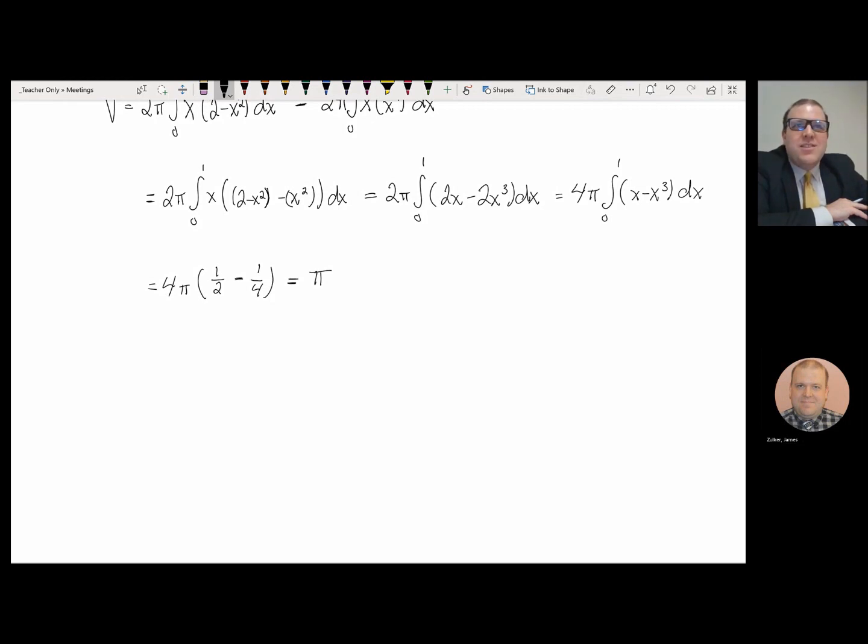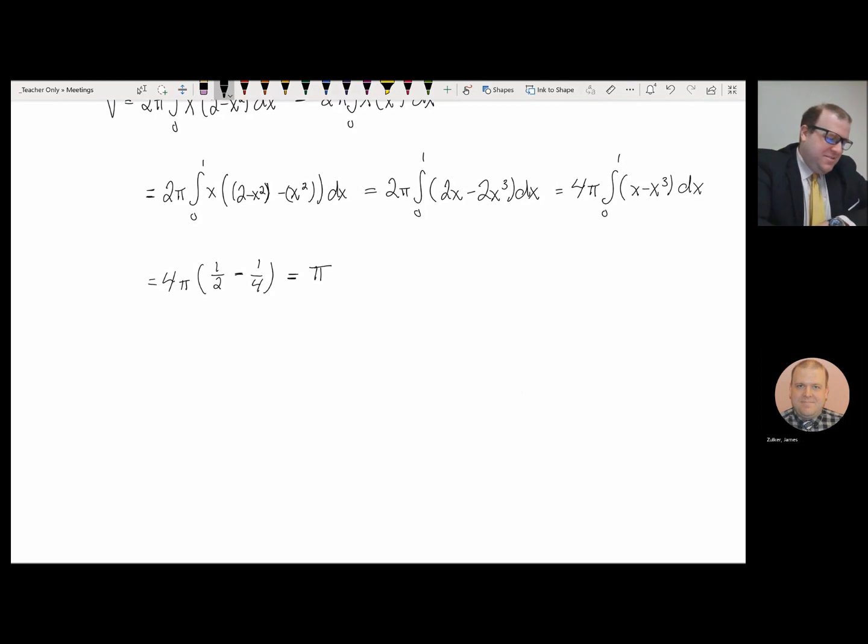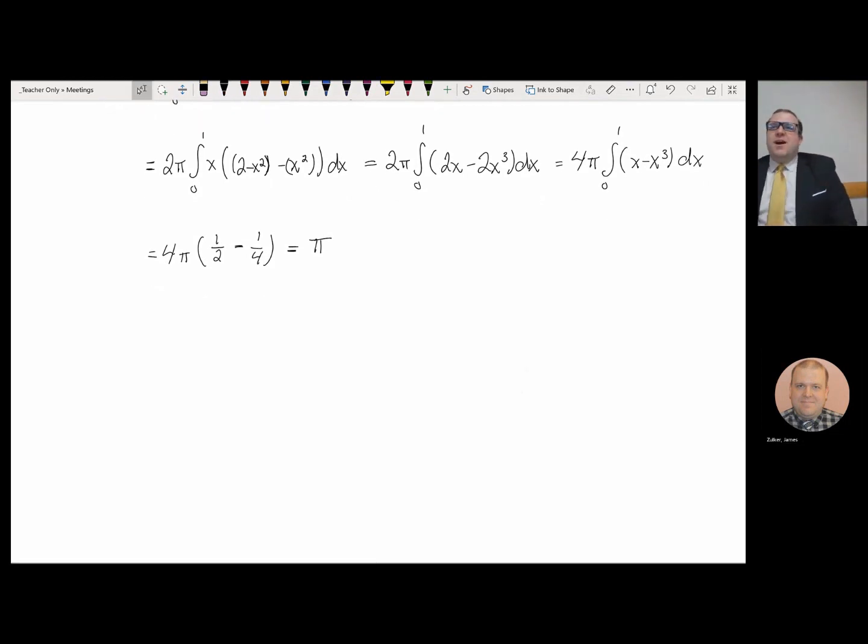The half and the quarter is just evaluating the integral. So our volume is pi. Way to tell when you did, you show. Generally speaking, horizontal axis of revolution is disk method. Vertical axis of revolution is shell method.